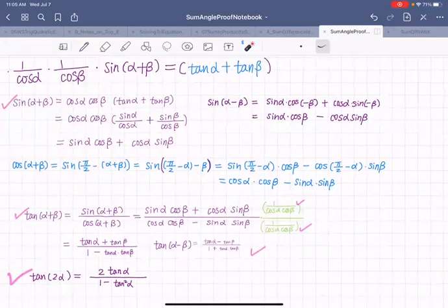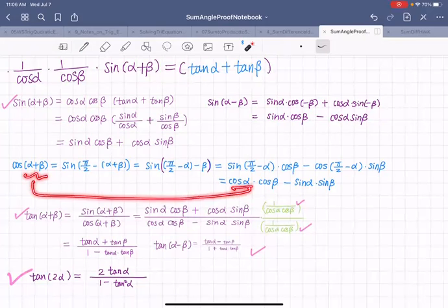So here is a formula for cosine alpha plus beta, okay? When you have sine in front, you do sine times cosine plus cosine times sine. If this is plus, this is plus. If this is minus, this is minus. But if you do cosine alpha plus beta, you do cosine times cosine, sine times sine. If here is plus, here is minus. Okay? So far, so good?